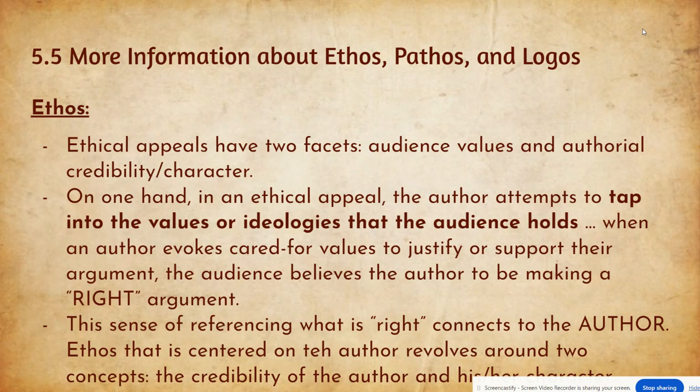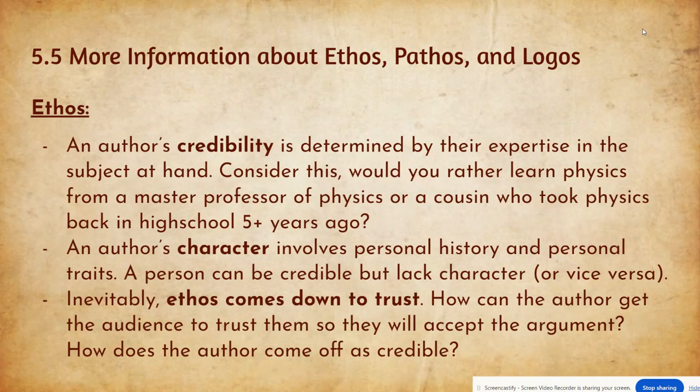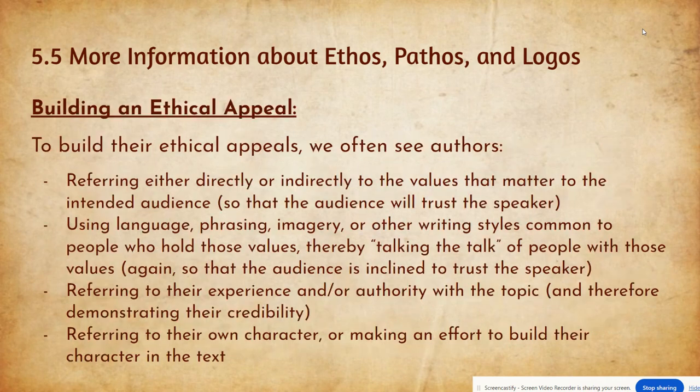It revolves around two concepts: the credibility of the author as well as his or her character. Credibility, determined by their expertise. Character involves personal history, personal traits. Inevitably, ethos comes down to trust. How can the author get the audience to trust them so that they will accept the argument? To build an ethical appeal, we often see authors referring directly or indirectly to the values that matter to the intended audience. This gets the audience to trust the speaker.